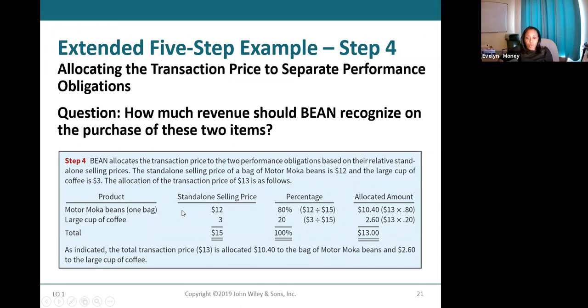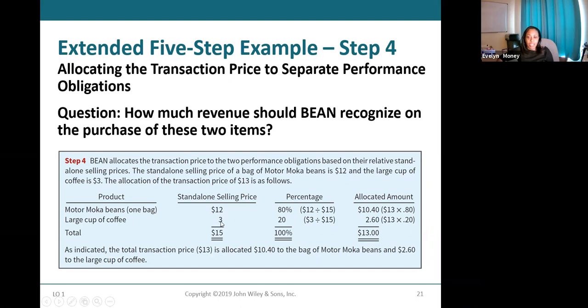Now, how are we going to record this transaction? Well, there are several allocation methods that we can use. And for this one, we're going to allocate the price based on, again, the standalone price for each one of these items. I know that the standalone price for a bag of coffee beans is 12, and I know that a large cup of coffee is 3.